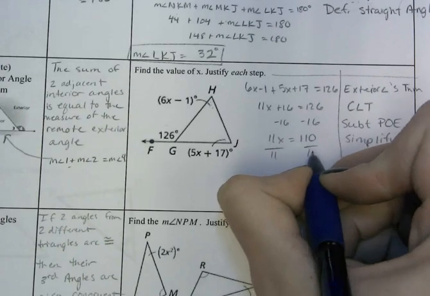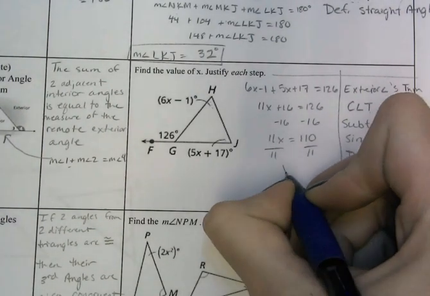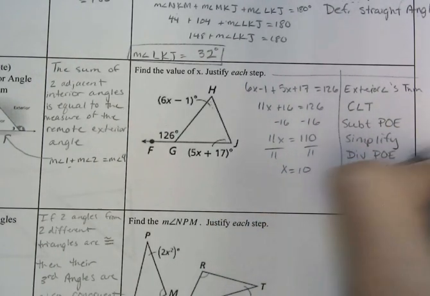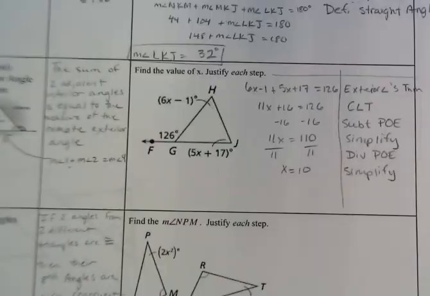Divide both sides by 11 here, using the division property of equality. And I'm left with x equals 10 when I actually do the math there and simplify. So we've found the value of x and we've justified every single step.